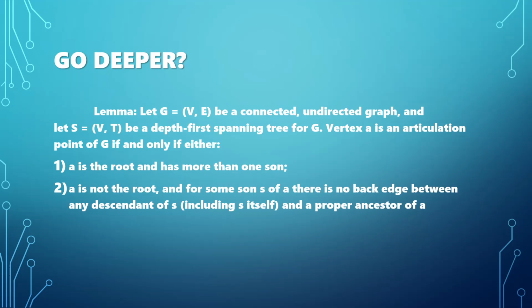Want to go deeper? Here's the lemma. Let G be a connected, undirected graph, and let S be a depth-first spanning tree for G. Then vertex A is an articulation point of G if and only if either: the first, A is the root and has more than one son. The second, A isn't the root and for some son S of A there is no back edge between any descendant of S, including S itself, and a proper ancestor of A.